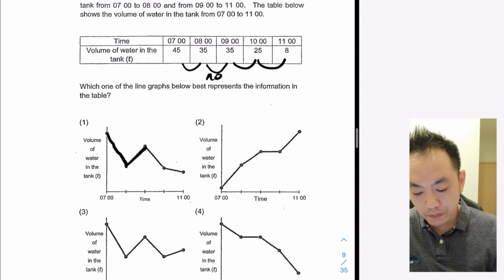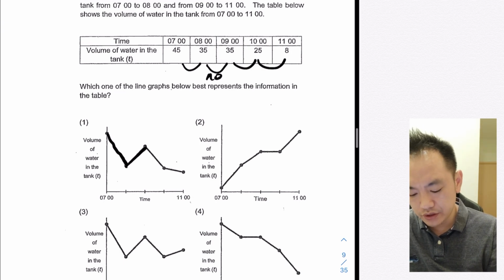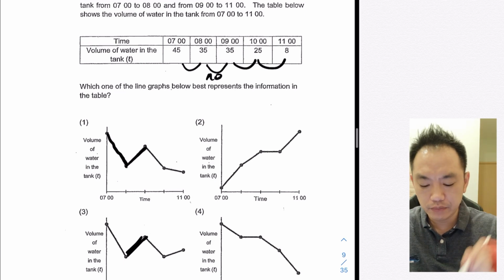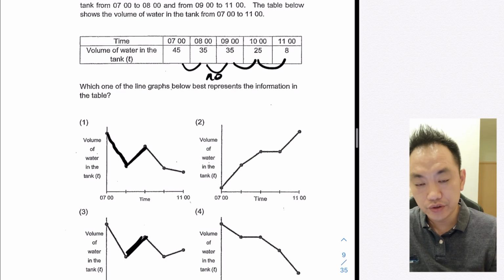Okay, so both answer 1 and answer 3 are not correct because there was this increase of water. So how about question 2 and question 4? From question 2, it says on the label, volume of water in the tank. So the water in the tank is actually decreasing, but in the graph it shows it's increasing over time. So that's also not the answer.